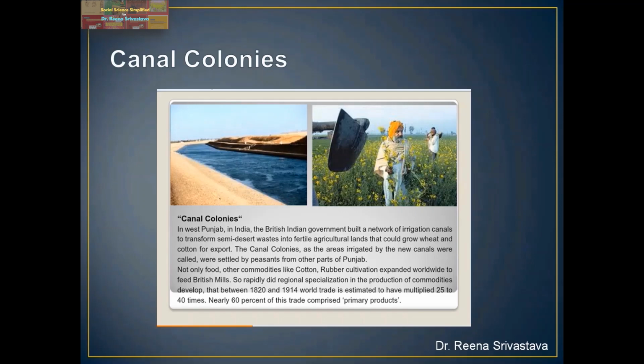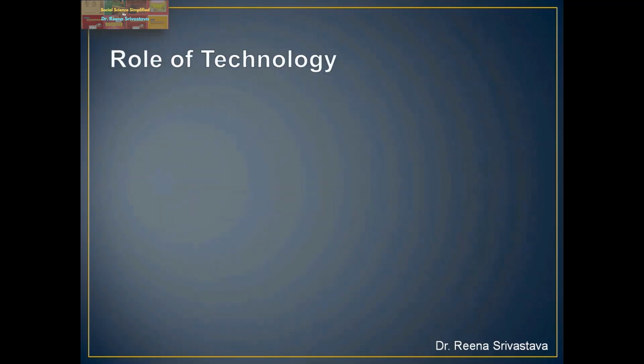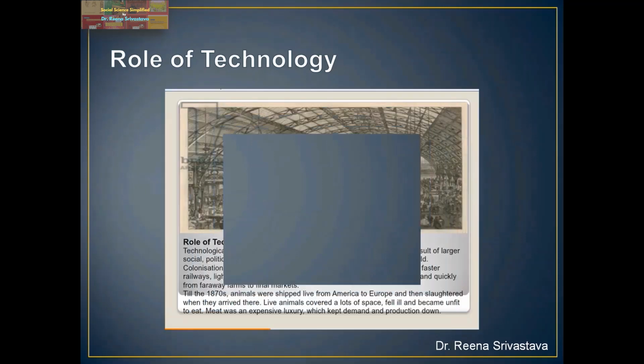Okay, so whenever we talk about the development of modern economies, you can explain it through these three examples. Okay, then we come to the role of technology. Now technology also played a very important role in the making of the global world.